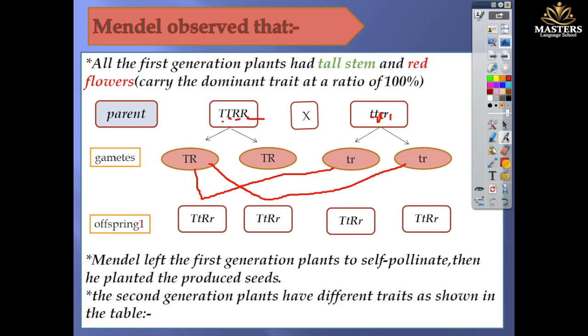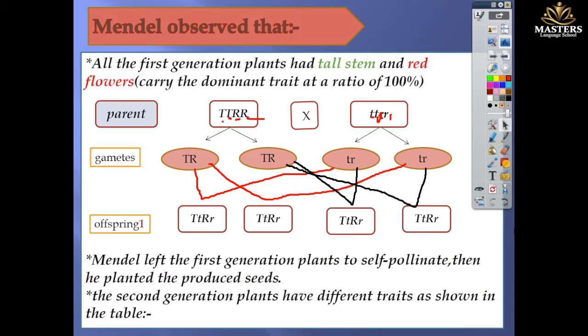After that, we will take the second one with the first one, so it will be T capital, T small, R capital, R small. After that, we will take the second one with the second one, so it will again be T capital, T small, R capital, R small. What do you observe from that?